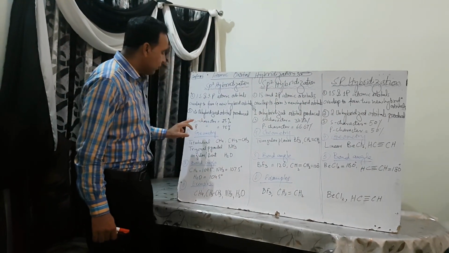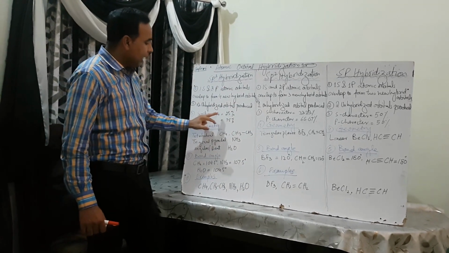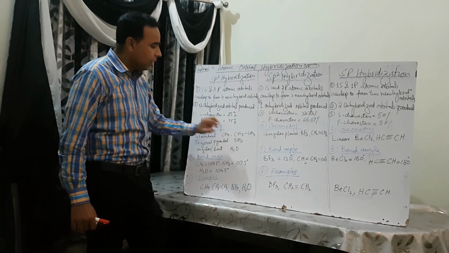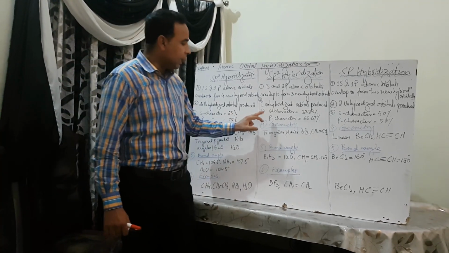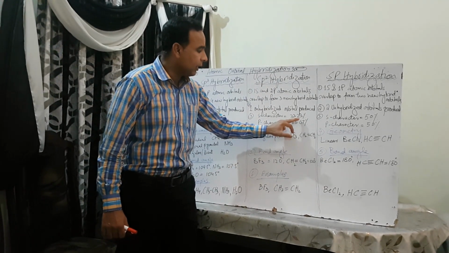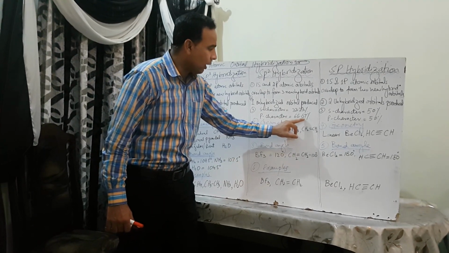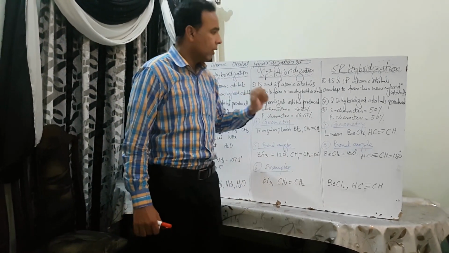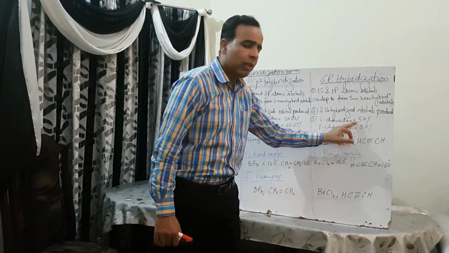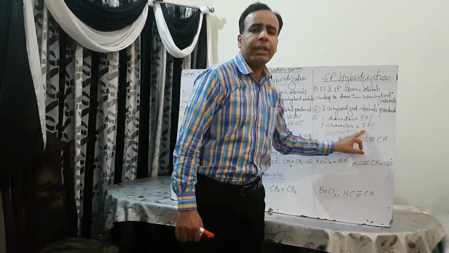Now, the third difference. In sp3 hybridization, s character is 25%, while p character is 75%. In sp2 hybridization, s character is 33.33%, while p character is 66.67%. In sp hybridization, s character is 50% and p character is also 50%.